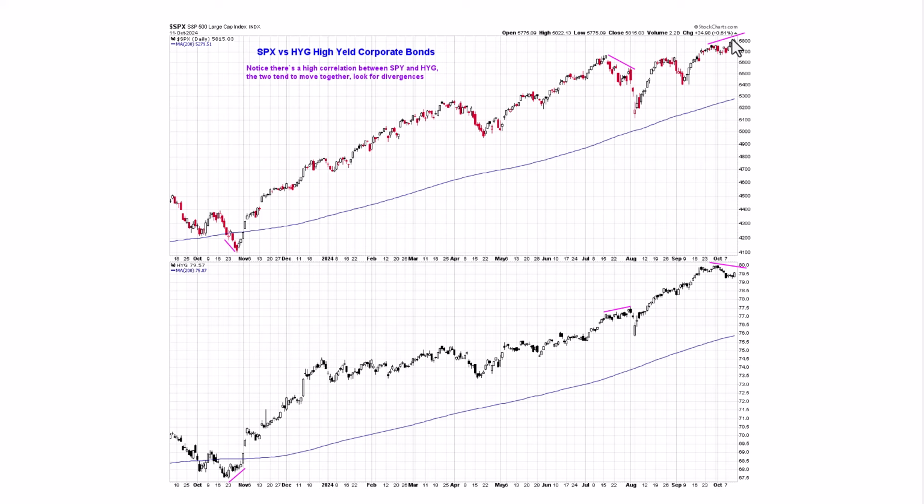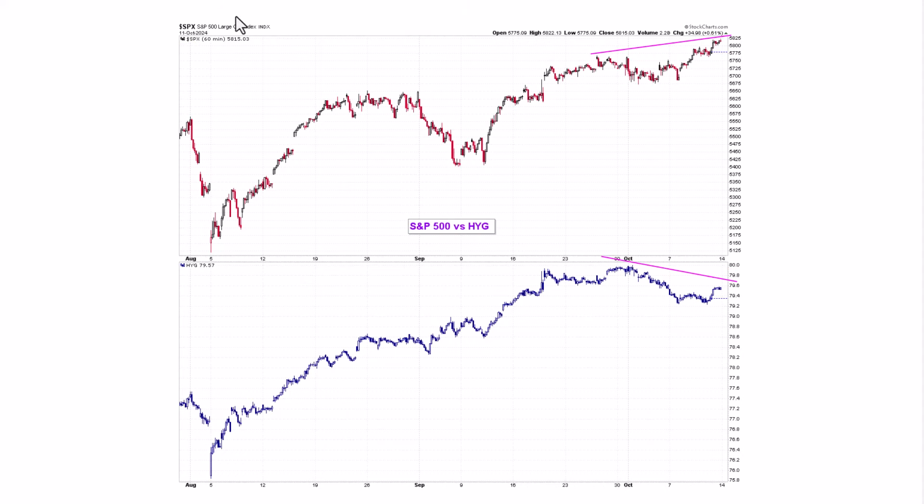And right now we have another divergence setting up. We have a new high in the S&P, a lower high on the high-yield corporate. So that's something that concerns me a little bit as well. Now, this could be negated. Remember, should high-yield corporate just rally and make a new high here, this divergence is lost. But for right now, it is there and something to be aware of. Chart 37, here's a 60-minute view showing the same thing.